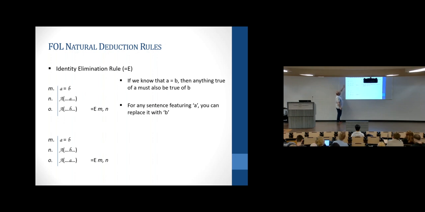So if you have RBB as the sentence, you can then cite A equals B and get RAB, or RBA, or RAA, whatever you like. Again, if you have an identity claim and a sentence featuring a name, you can substitute the other name for some or all of the occurrences of the name. Nothing really shocking. If you know something about one thing under a name, you also know it for the same object with a different name.